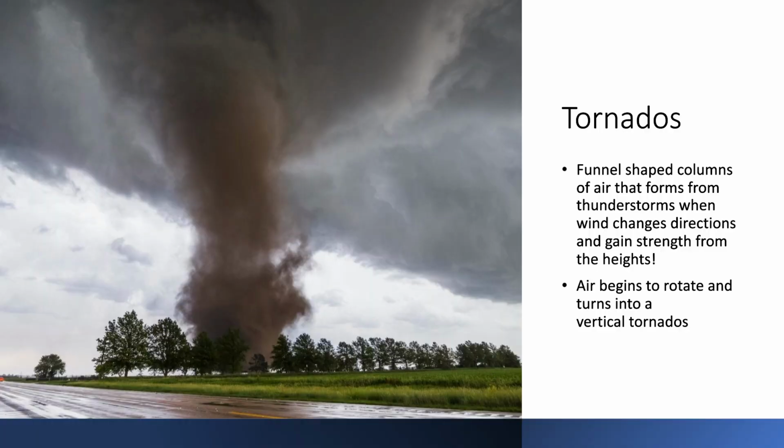Tornadoes. Tornadoes are funnel-shaped columns of air that form in thunderstorms when wind changes direction and gains strength from height to height. So if it's a thunderstorm and the wind goes in circles, it creates a tornado because the wind might get faster.